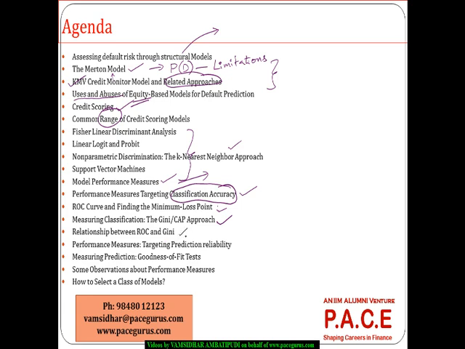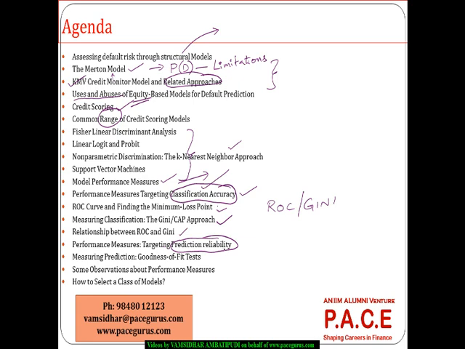What are the differences between the two? How do I find the relationship between the two? That's one more thing we are going to target. If my objective is to classify a record into default versus non-default, then I can use either the ROC approach or the Gini or CAP approach for doing the performance assessment of the model.